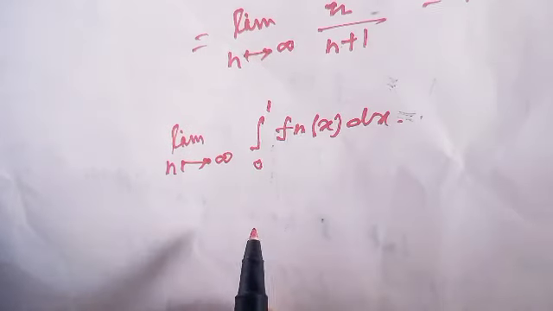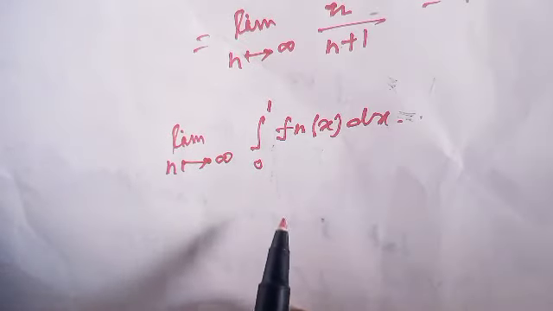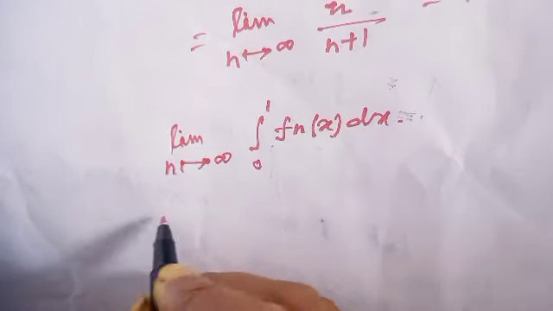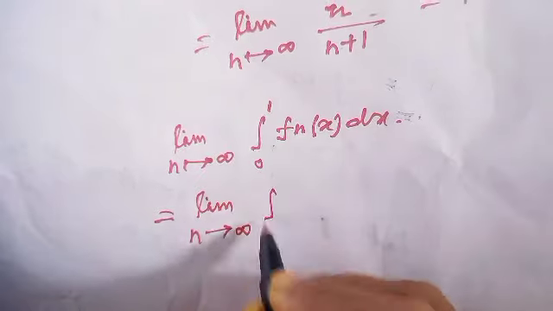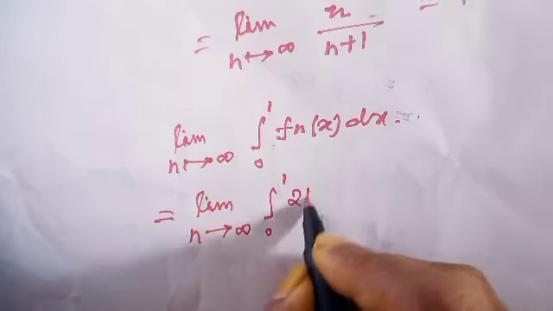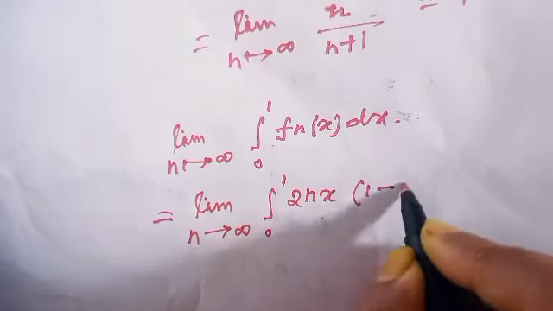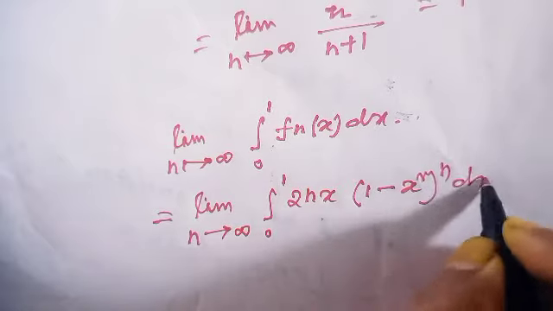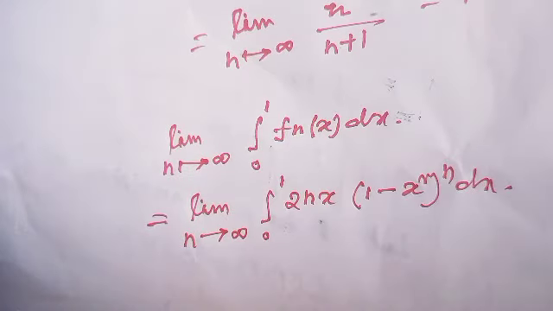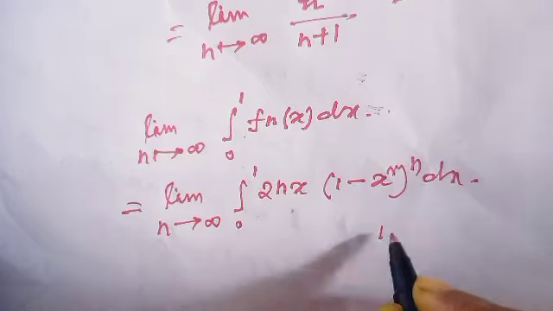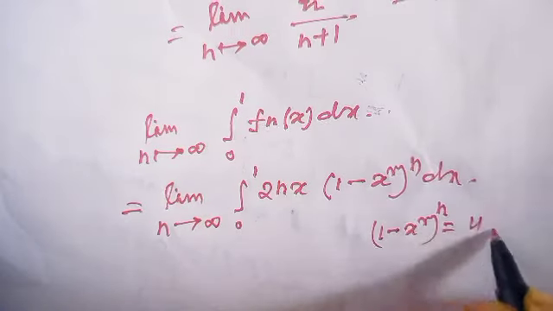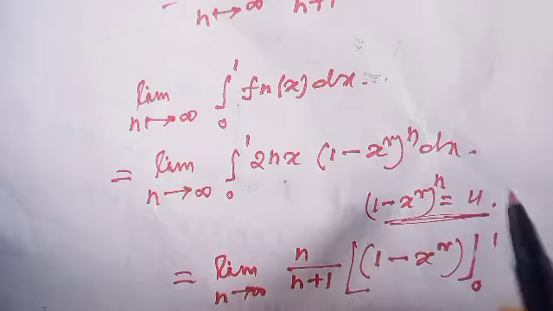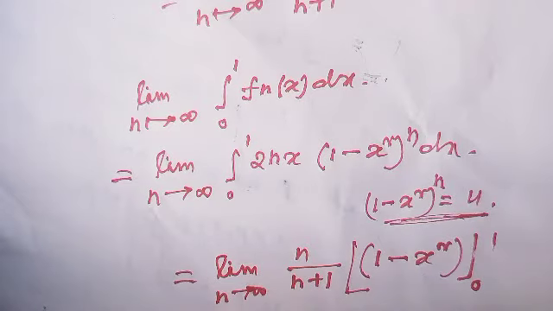Now we have to find the limit as n tends to infinity of the integral from 0 to 1 of fn(x) dx. This value would be the limit as n tends to infinity of the integral from 0 to 1 of 2nx times (1 minus x squared) to the power n dx. Now consider 1 minus x squared equal to u. Then just calculate yourself. Then this integration would be n over (n plus 1) times (1 minus x squared).